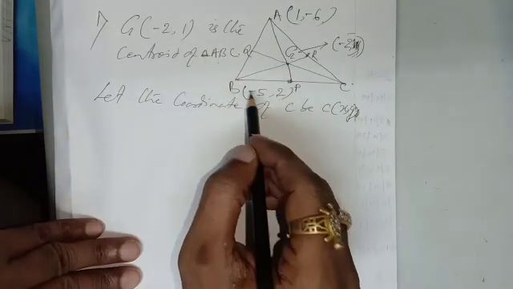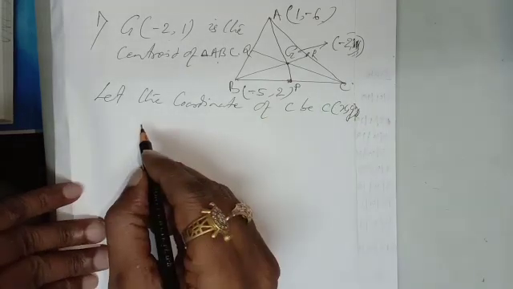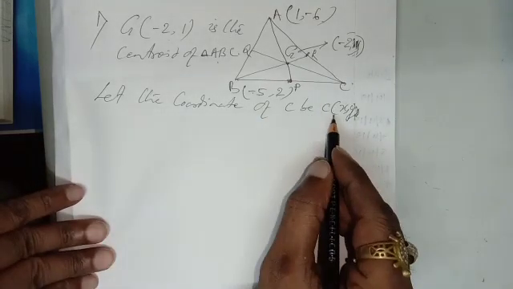In this question, question number 1 for my serial number, the centroid is given, that is (-2, 1), and two vertices of the triangle are given, the third vertex is not given. You have to find out the third vertex. Let the third vertex of the triangle be (x, y).